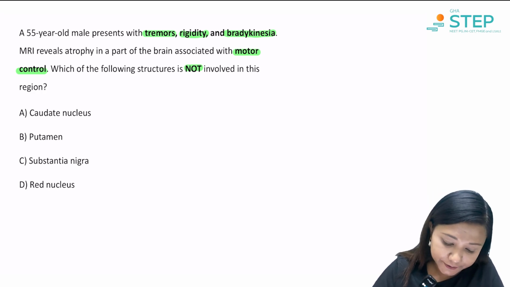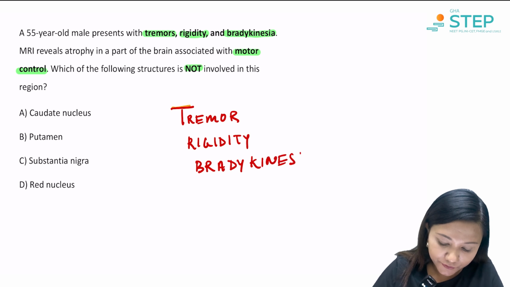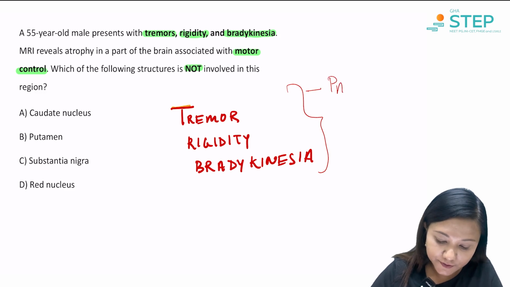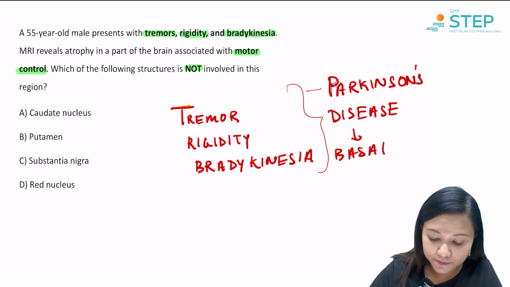Now you know this triad: tremor, rigidity, bradykinesia. This triad is seen in Parkinson's disease, which involves the basal ganglia.